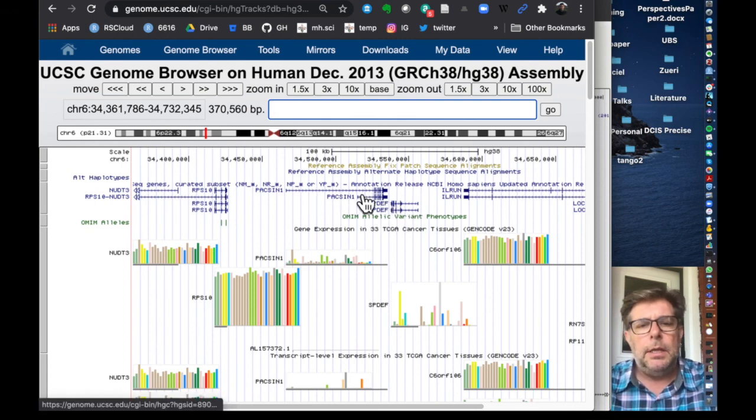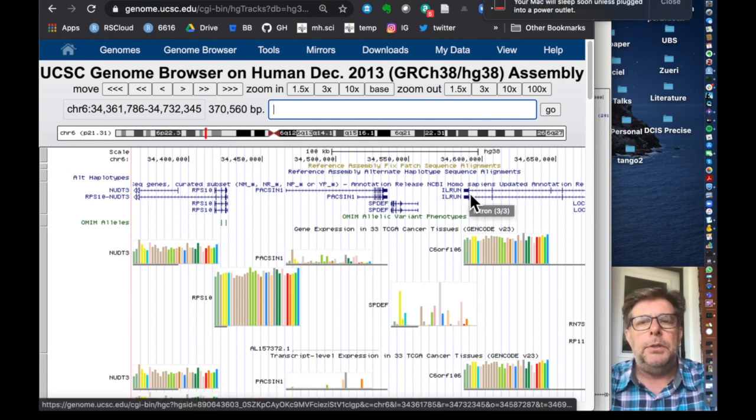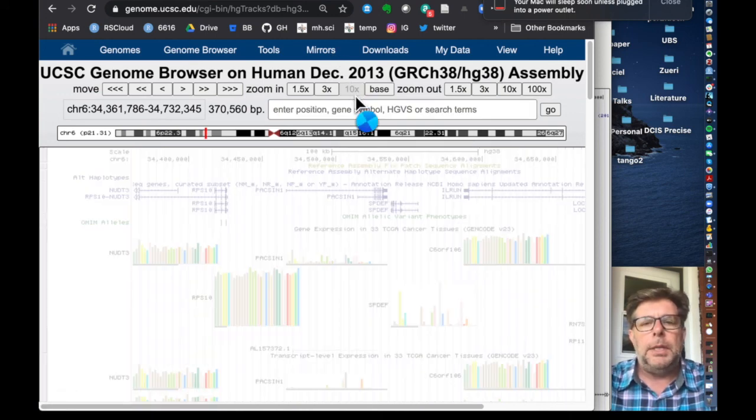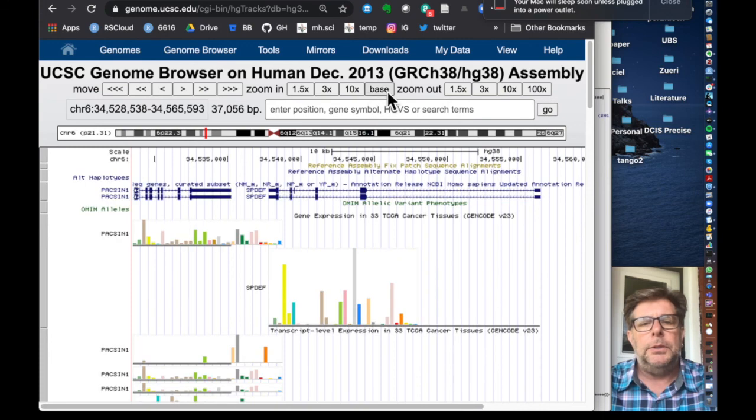And I can see its neighbors upstream and downstream, this Paxin1 and IL-RUN. I don't know either of these genes, but it would be interesting to investigate those at some other time. I can zoom out or zoom in. If I zoom out, I'll get a more global perspective of this region on chromosome 6, the P arm. And if I zoom in the other way, I'm going to get closer and closer to the single nucleotide base level.